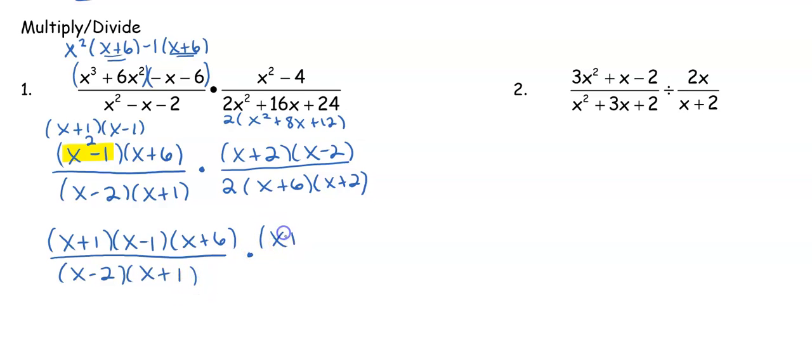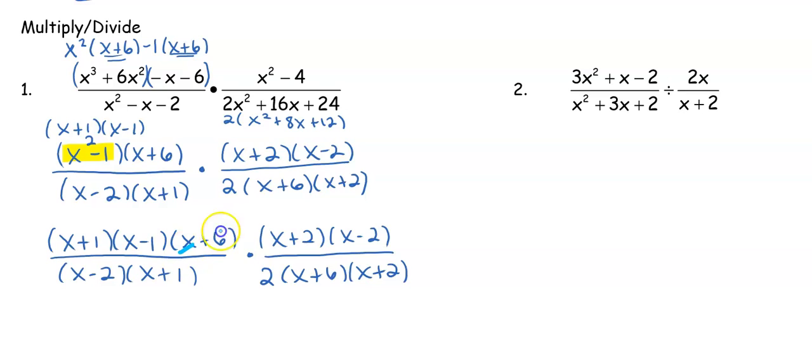Just rewriting everything. I like to be able to see everything at once. Again, I don't want to have any confusion of where my pieces are. So I have everything factored as far as I can possibly go. Now it's about canceling my pieces. And the key is anything on top can cancel with anything on the bottom. It doesn't matter if it's the first fraction or the second fraction.